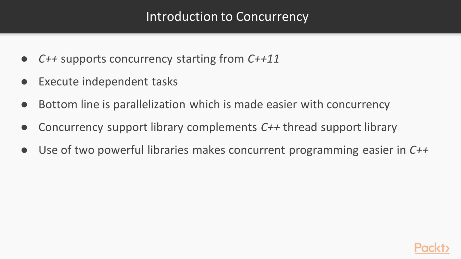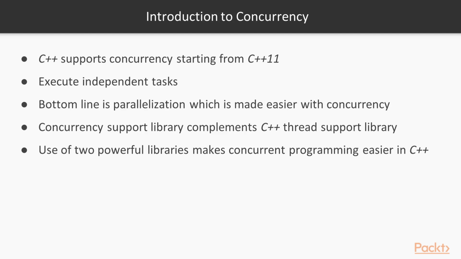Every modern programming language supports concurrency, offering high-level APIs that allow the execution of many tasks simultaneously. C++ supports concurrency, starting from C++11, and more sophisticated APIs got added further in C++14 and C++17. Concurrency lets us execute independent tasks. Even loop iterations can run concurrently without writing complex code. The bottom line is parallelization, which is made easier with concurrency.